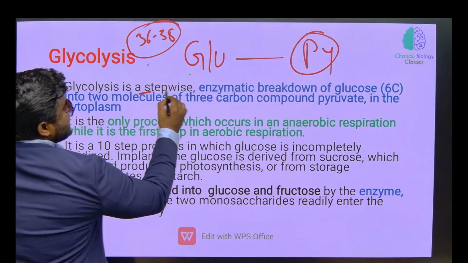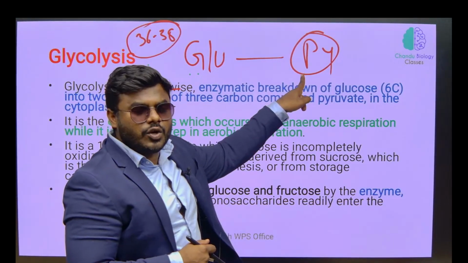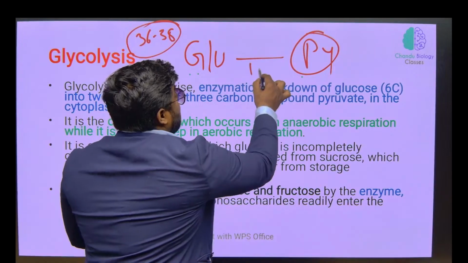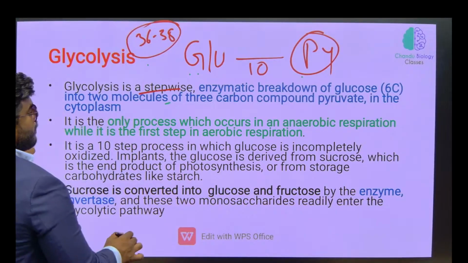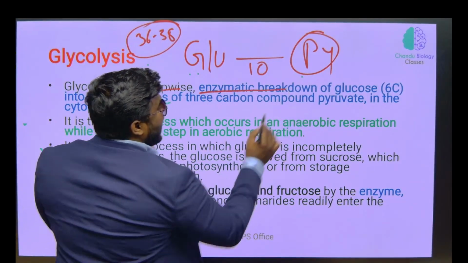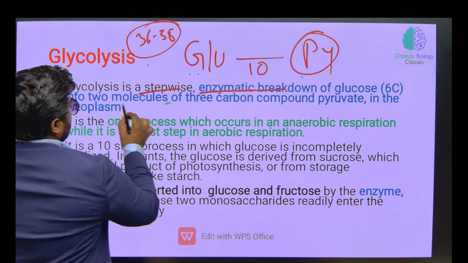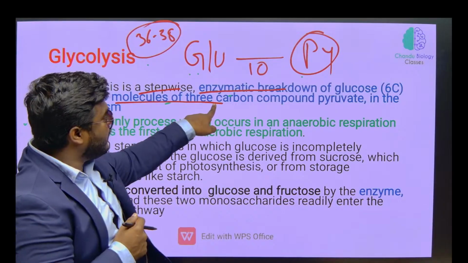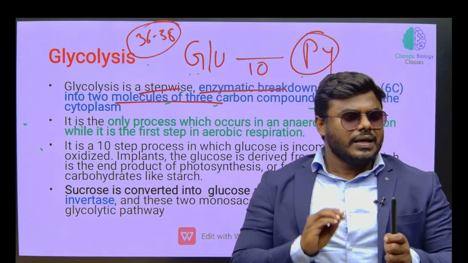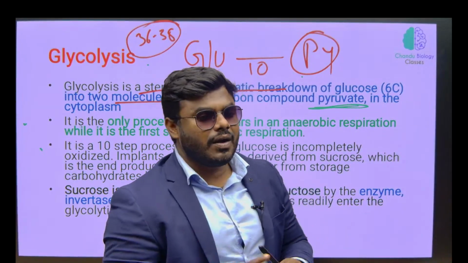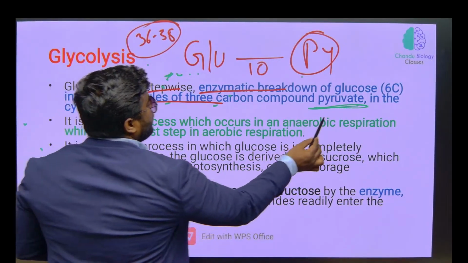So glycolysis is stepwise. Why did we use the word stepwise? Glucose cannot break down into pyruvate in one step. It takes 10 steps, and for 10 steps we require 10 enzymes. That's why glycolysis is a stepwise enzymatic breakdown of glucose into 2 molecules of, what is that? Tell me, what is that 3 carbon? Pyruvate. And always remember, glycolysis always occurs in anaerobic conditions.